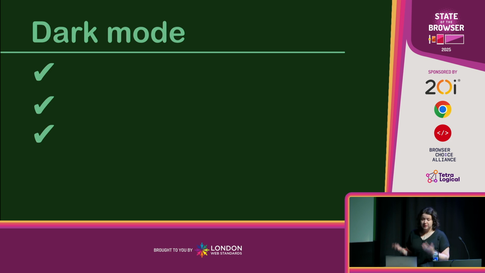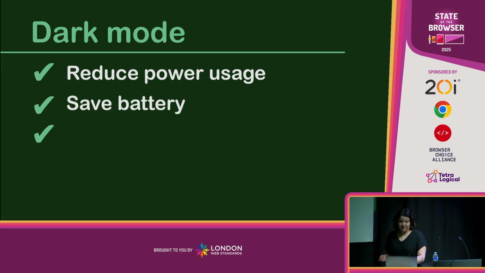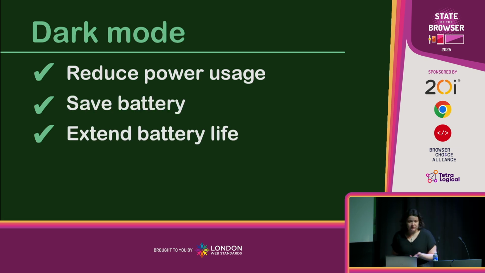And since displaying dark colors on OLED screens means that the energy that's being used is much lower than when displaying bright colors, it makes dark mode more energy efficient, meaning that by enabling it on our websites, we can reduce the power usage on devices by up to 47% and save and extend battery life for portable devices like smartphones and laptops.